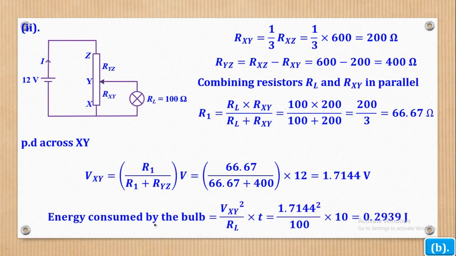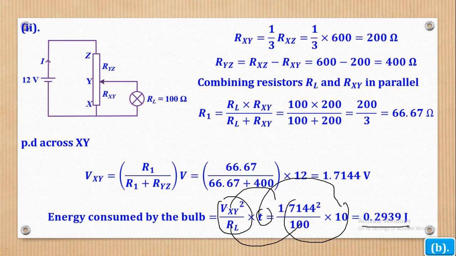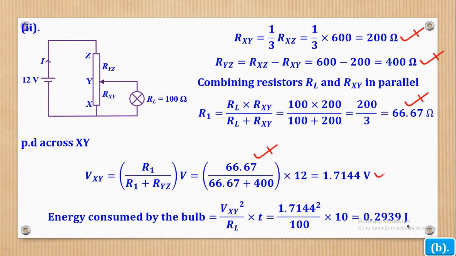Therefore, the energy consumed by the bulb is equal to power times time. So this is power and this is the time. The power is Vxy squared. Remember, it should be V squared over R, and R is here. The time was given as 10 seconds. So when I use the calculator here, I'll come up with 0.2939 joules. And that's how the marks would be awarded.